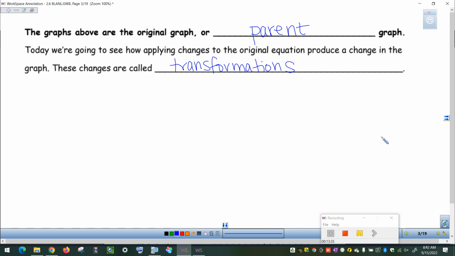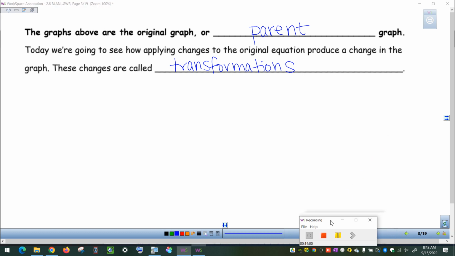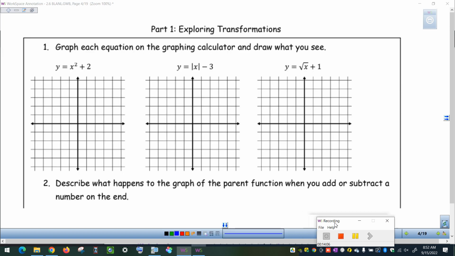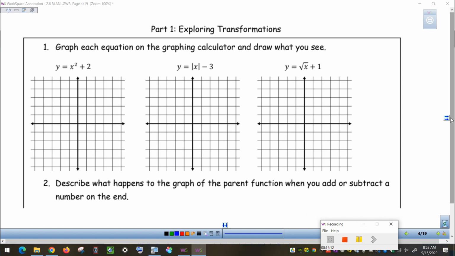All right, so we're going to now move into exploring some different kinds of transformations. In the next section here, we are going to begin by graphing each equation on either our graphing calculator, or you can do this on Desmos, and we're just going to draw what we see. I'm going to model this for you using both devices. I'm going to start with the graphing calculator, and then I'll switch over to Desmos.